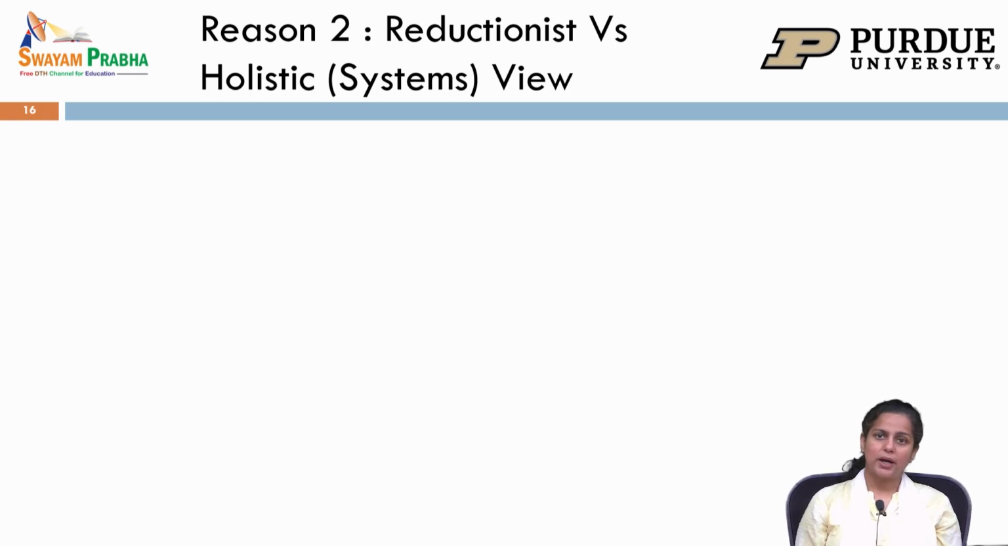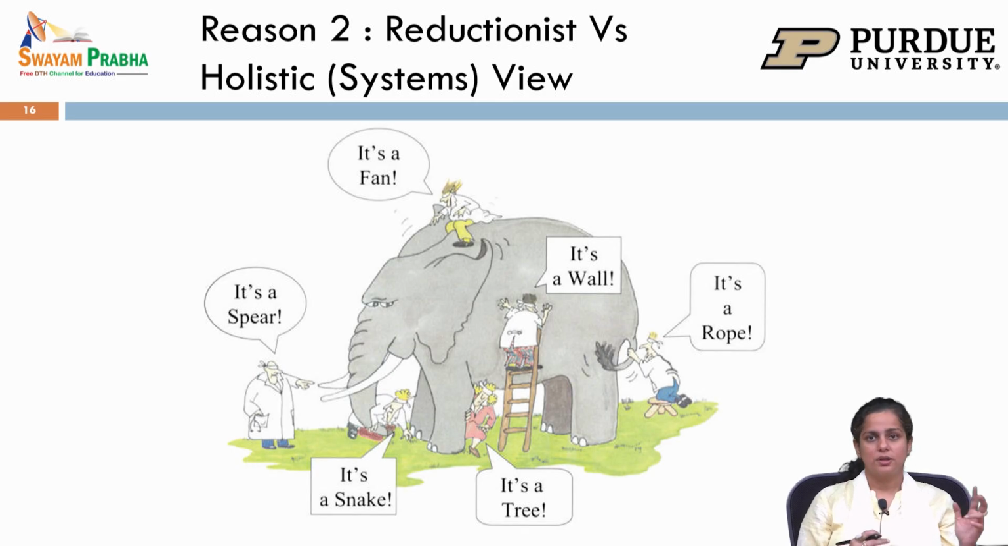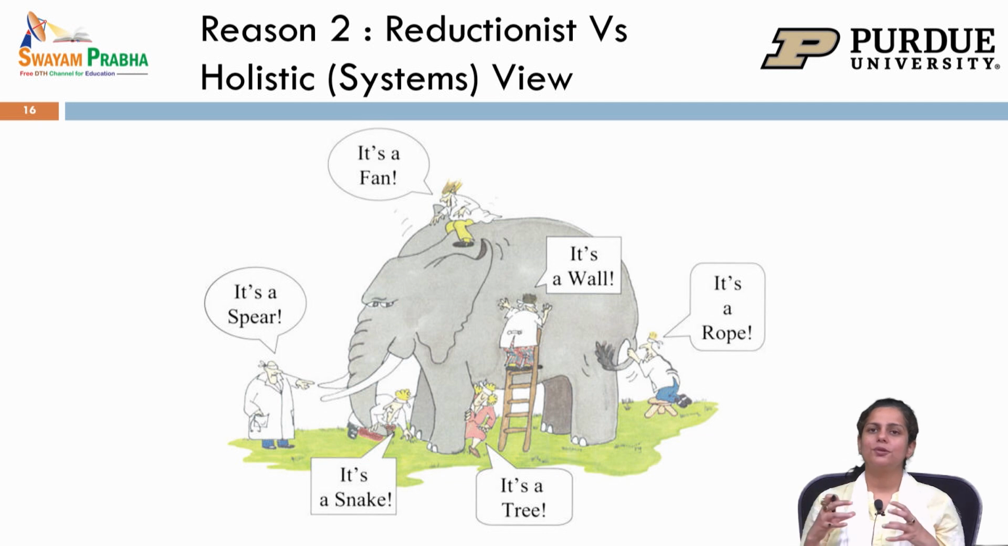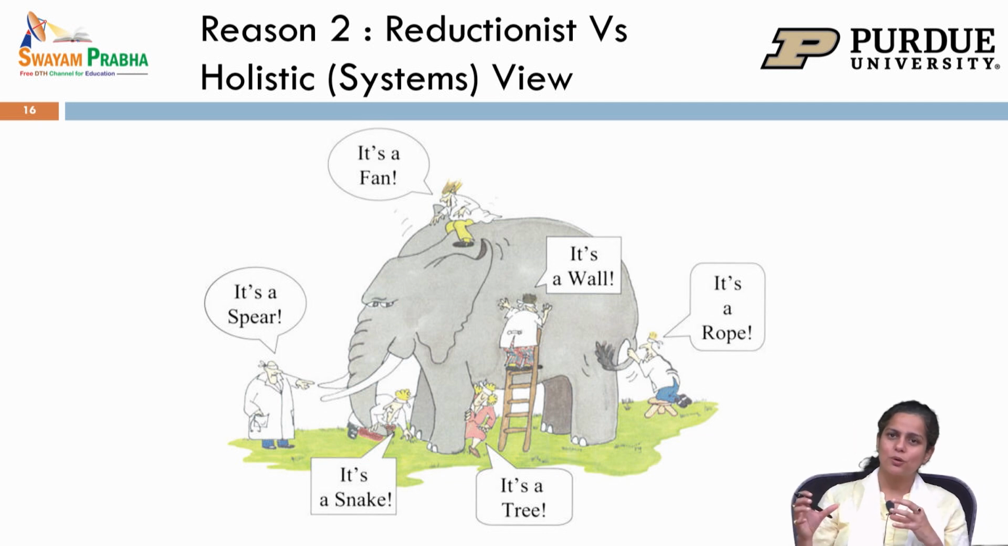The other reason why we have failed in developing sustainable systems so far is this reductionist versus holistic systems view. Most of the education today is very reductionist in that we look at the parts of the system and explain. The fable is that there was an elephant, and different people were touching different parts of it. Some people would say it's a rope, some people say it's a tree, some people say it's a snake, some people who held the ear will say it's a fan. So you see different people see different aspects of the same system and they work on that system, and that's a very reductionist way of working.